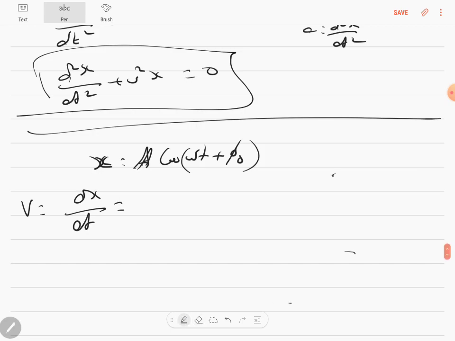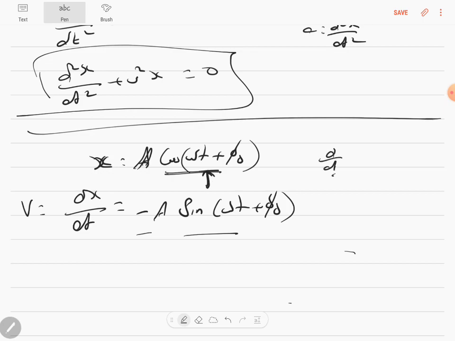So differentiation of this is minus a sine omega t plus phi naught. You differentiated cos theta, you got a minus sine theta. Then you have to do inner differentiation. What is inside? Inner differentiation.